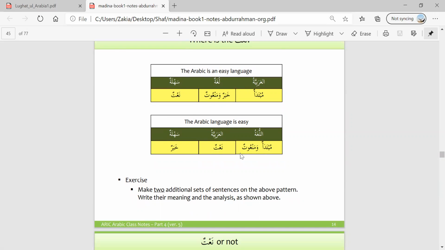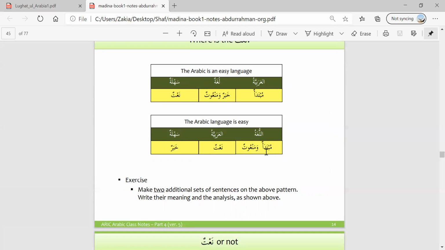So the analysis is basically technical terms. So here you have mubtada, khabar wa man'utun. Why is it khabar? Because anything that follows mubtada will be khabar, especially if it doesn't have a nat. And it's also man'utun. Why? Because it is a qualifying noun for this nat.